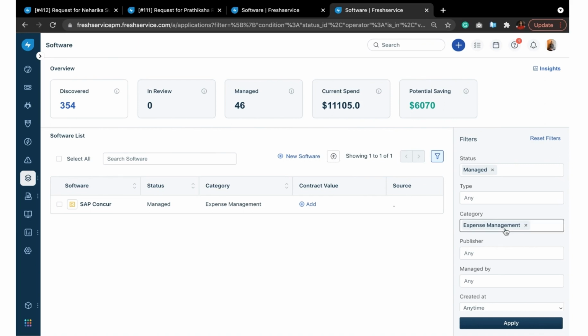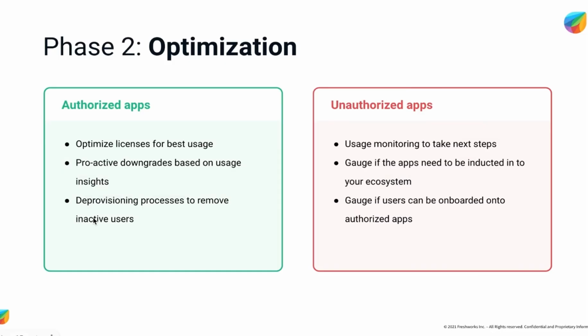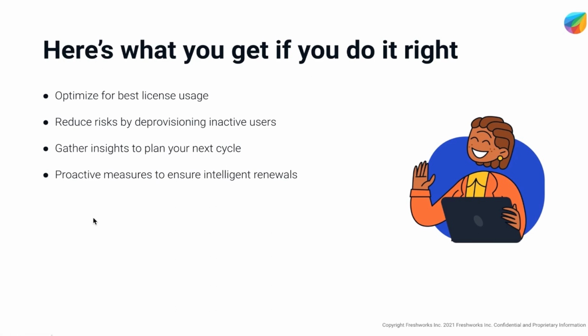I have filtered out an expense management software, and you can see that I have one managed application solving the same problem already. So what I can do is consolidate the users from the unauthorized application onto this managed application. These are some of the optimization efforts you can take for your unauthorized applications. And by doing this, this is what you would get. You are optimizing for the best license usage, and you're reducing risk by deprovisioning all your inactive users.